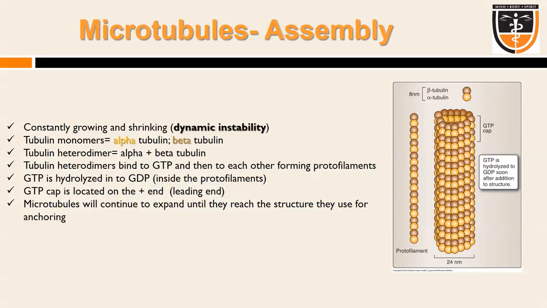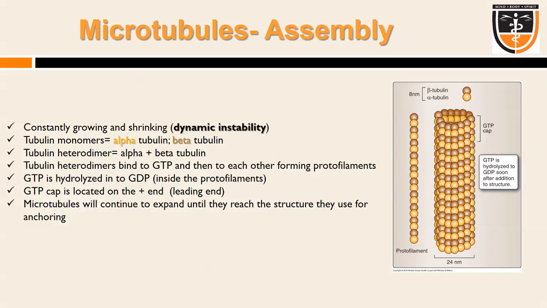They're constantly being built and destroyed in a cell. It's a very active process, and this is known as dynamic instability. So how they are built is first, the tubulin monomers, alpha tubulin and beta tubulin, will join together and become a tubulin heterodimer. Hetero means two different proteins, dimer, two proteins.